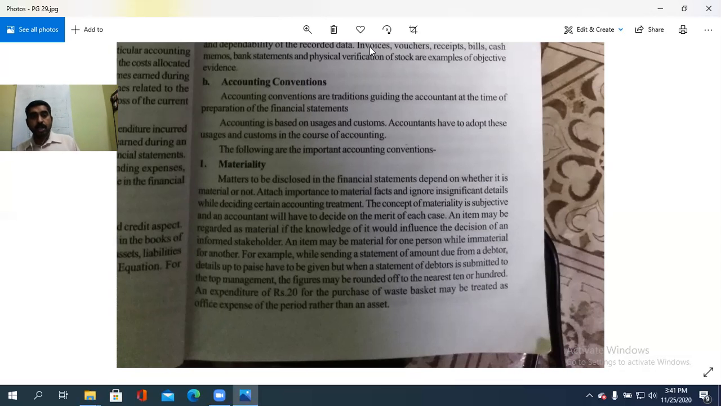Accounting is based on the usages and customs also. What has been prevailing in the old days, that is to be taken care of. Accountants have to adopt these usages and customs in the course of accounting.